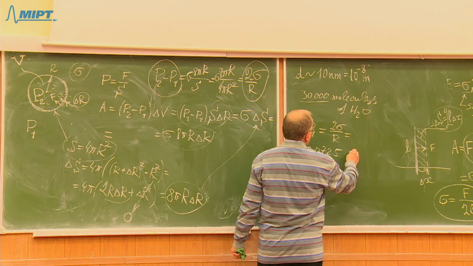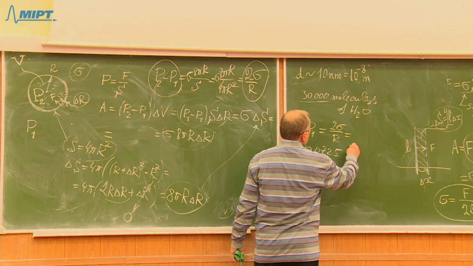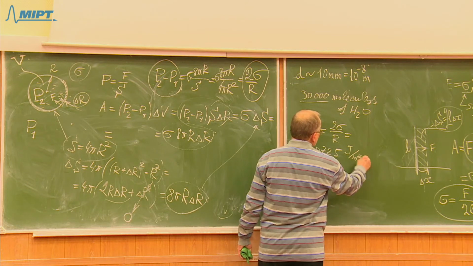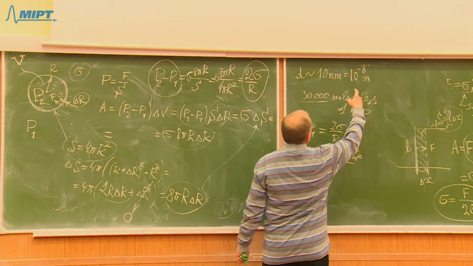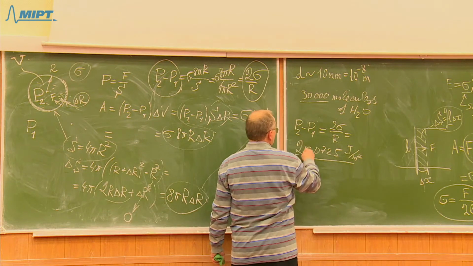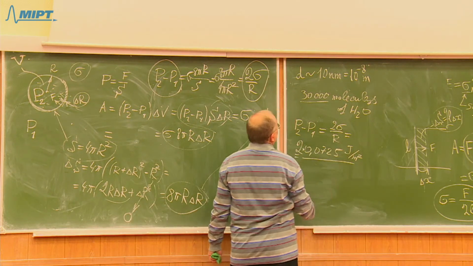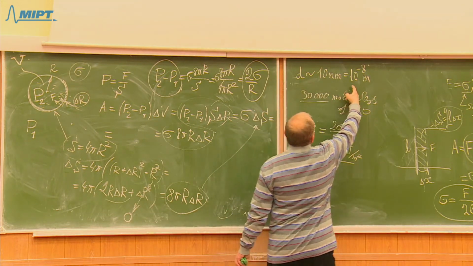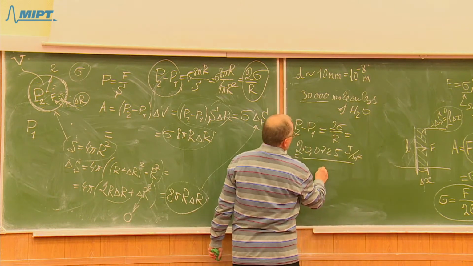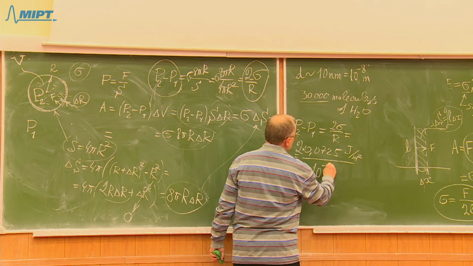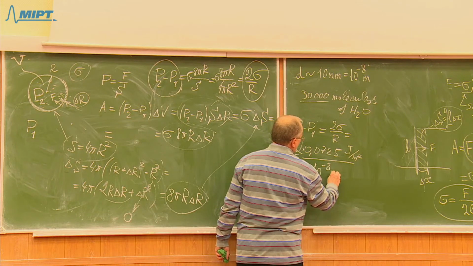In the international system, that is joules per meter squared. And we have to multiply by 2 and divide by r. And r is 10 to the minus 8 meter.